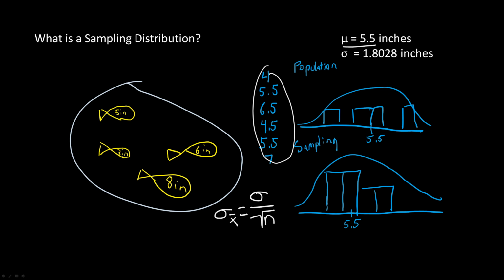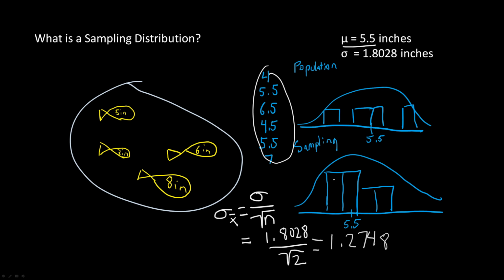So if we were to find the standard deviation of this distribution right here, we would plug in the standard deviation of 1.8028 inches over the square root of 2. And if we simplify this number down, it should come to about 1.2748.